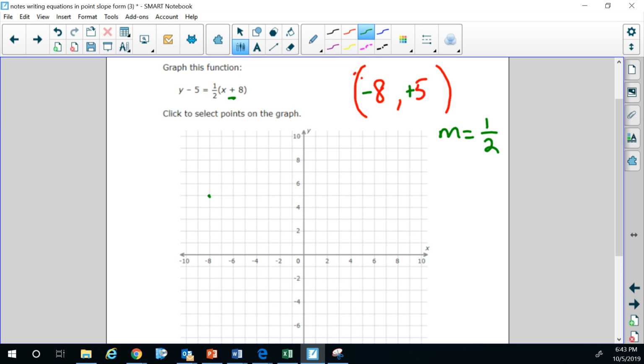Now, using rise and run, I'm going to go up 1 unit, and then right 2 units. 1, 2. So that's going to be my second point. Let's go with another point. I can go up 1 and across 2. 1, 2. So that's going to be my third point. All right.